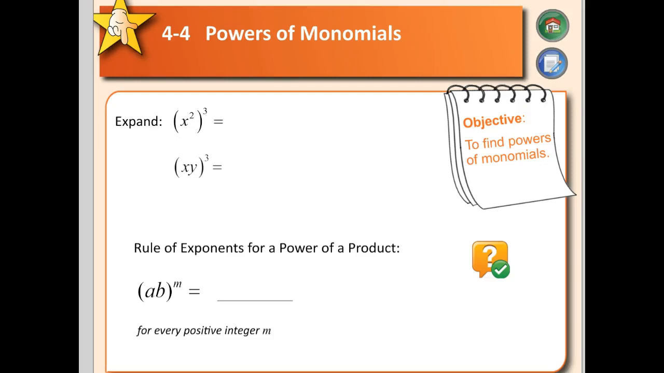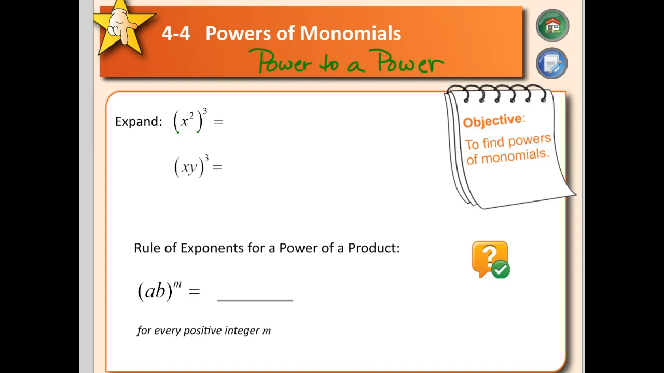All right, class. Today we're going to look at section 4.4 in our notebook, and this is called Powers of Monomials. Now, if you look at my example up here, did you notice that I have a variable raised to an exponent inside parentheses raised to another exponent? I also call this power to a power, because if you notice, I have two exponents raised up there.